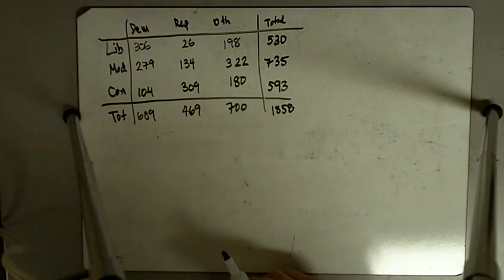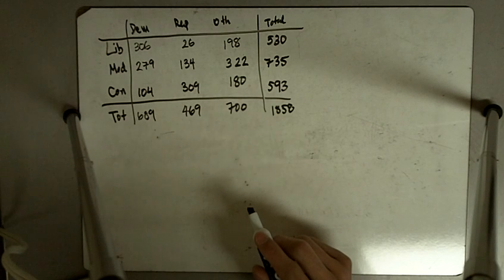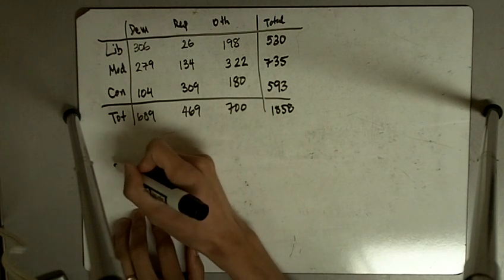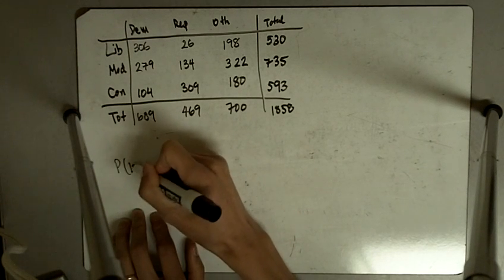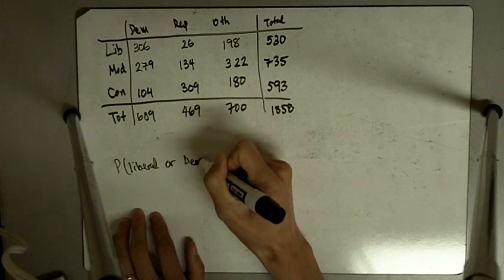Alright, so now it says we're going to choose one person at random from the 1858 people again, and we want to know what's the probability that a person is liberal or a Democrat. So this one is what's the probability that someone is liberal or Democrat.